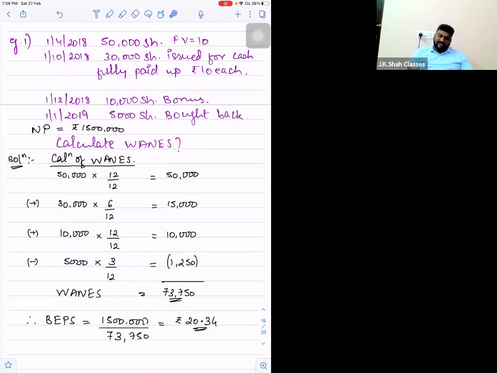Right? So these shareholders will get 50,000 into 20.34. These shareholders will get 20.34 into 15,000. Bonus will get the same, 10,000 into 20.34. And this 1250 will be deducted from this 50,000. So technically these people will get how much? 48,750 shares. EPS for 48,750 shares, because this 1250 is a part of this only, which is bought back. And the total will come to 15 lakhs only. So please copy down this.